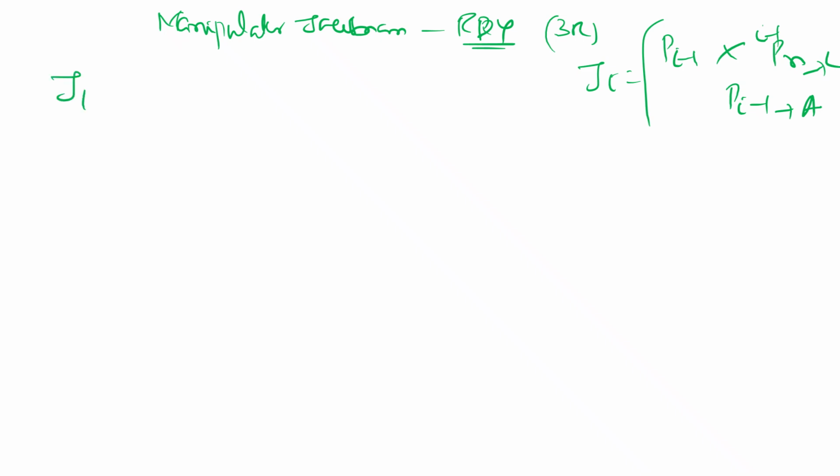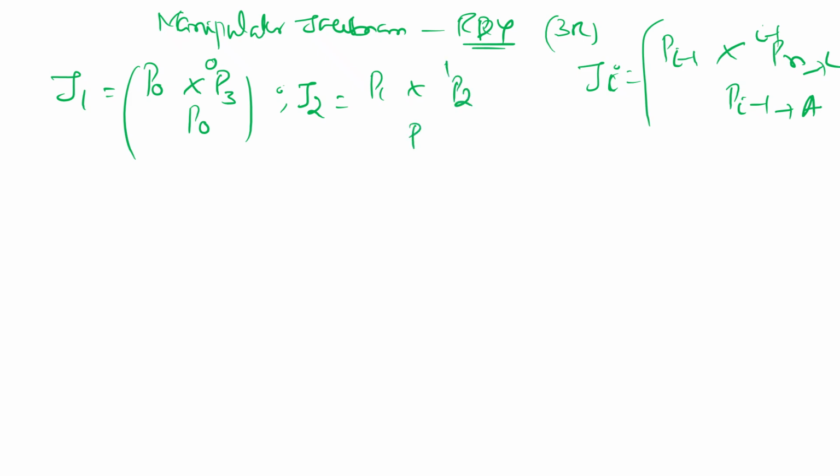So what is J1? In the place of i, replace 1. Now your Z(i-1) becomes Z naught, cross P(3,0), since the order of the manipulator is 3, and here P naught. Then J2: replace i by 2. So 2 minus 1 is Z1, cross P(3,1). Then J3: replace i by 3. It becomes Z2 cross P(3,2).